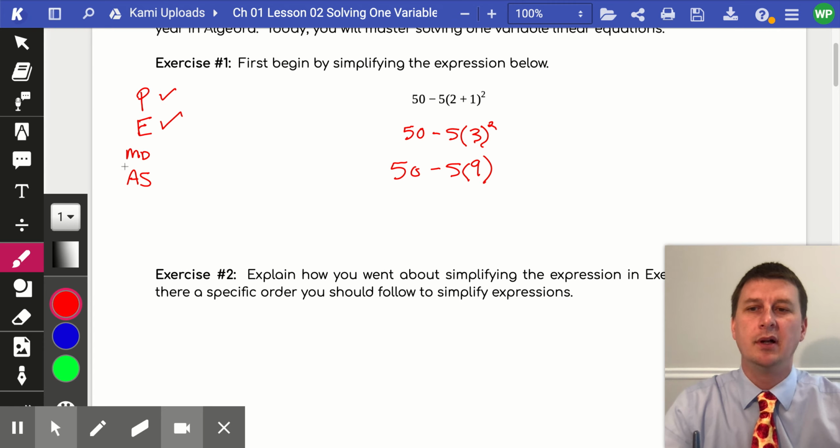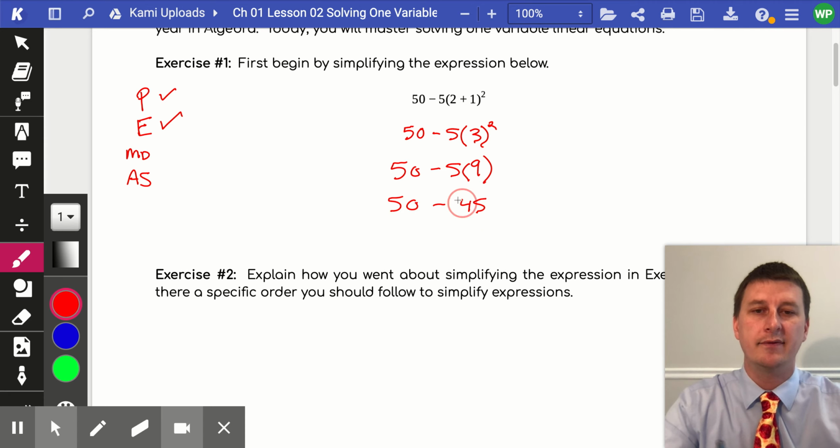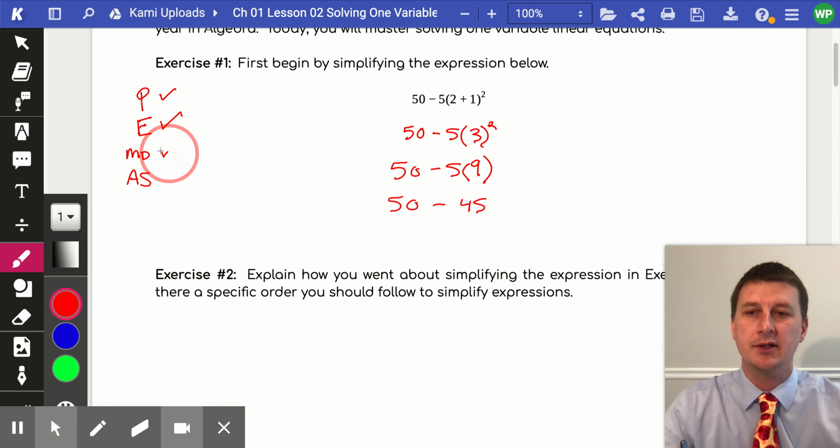And then we're going to look for multiplication or division, whichever one comes first. I see multiplication. Oh, here we go. When numbers are right next to each other in algebra, separated by a parenthesis or a dot product, we say that this is multiplication. So we're going to do that next. And we're going to have 50 minus 5 times 9, which will give me 45. And I don't have any division or multiplication besides that.